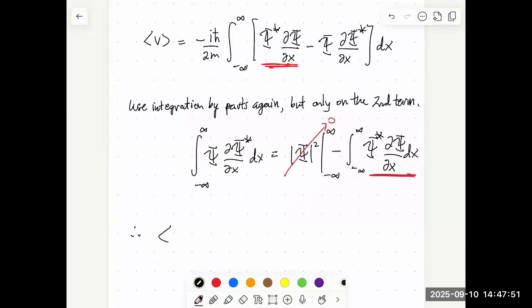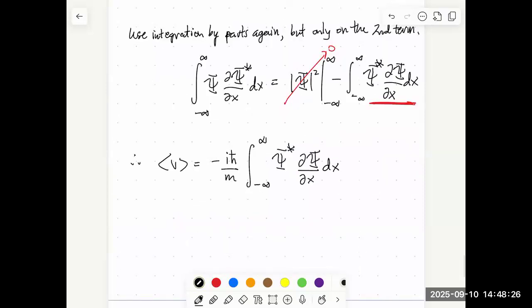Okay, and so therefore, we're getting close to our final result. The expectation value of the velocity is going to be minus i h bar over m. I'm not going to write down the 1/2 because these two terms are identical and they're going to add. So that gives me that factor of 2 that cancels with the 1/2. And we have the integral from minus infinity to infinity of phi star d phi dx dx.